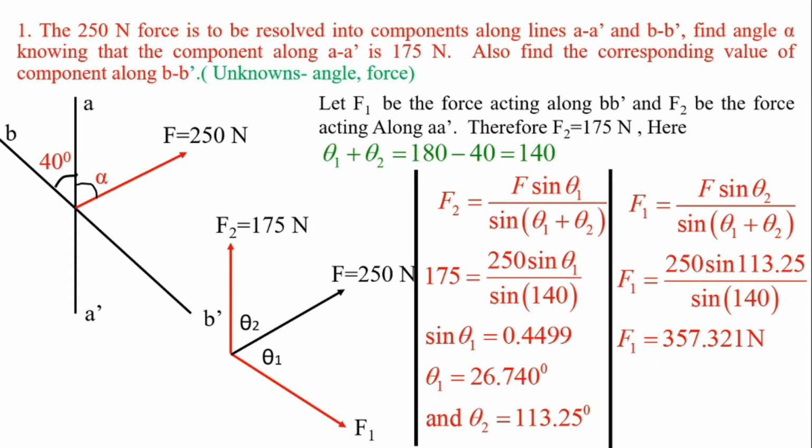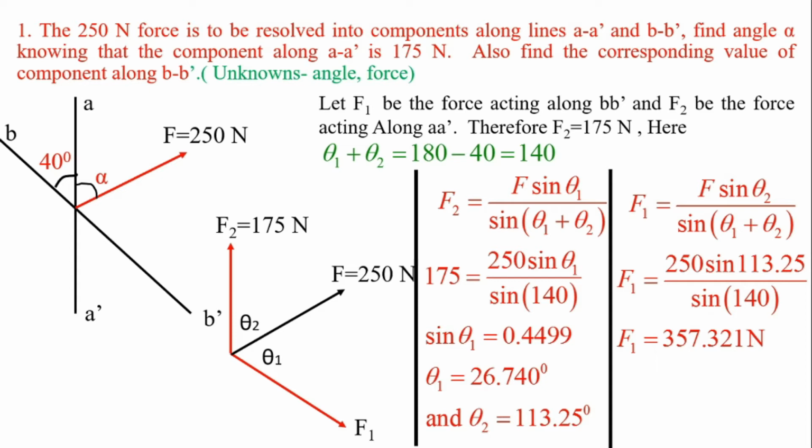I am reading the statement. The 250 Newton force is to be resolved into components along AA dash and BB dash. Find angle alpha knowing that the component along AA dash is 175 Newton. Also find the corresponding value of component along BB dash.